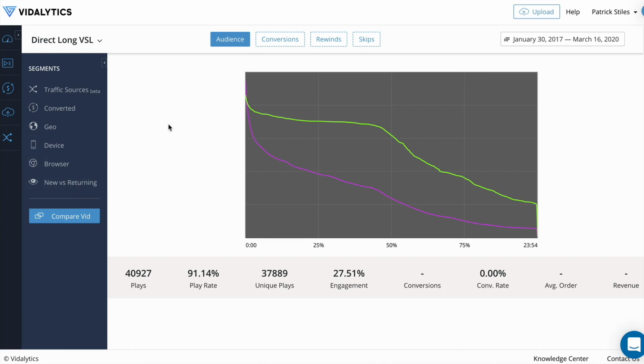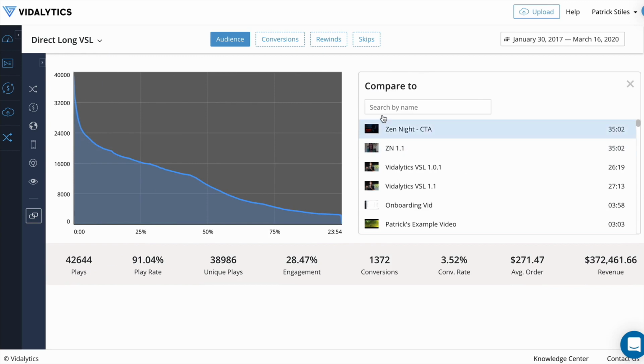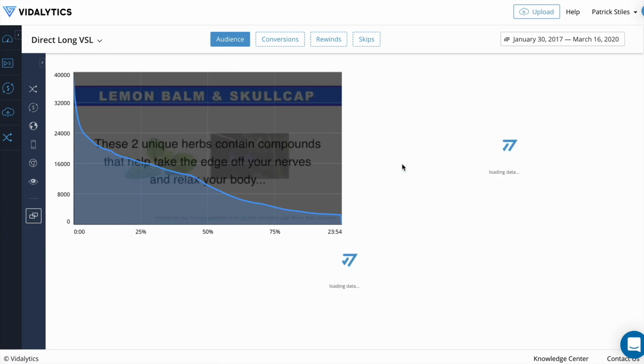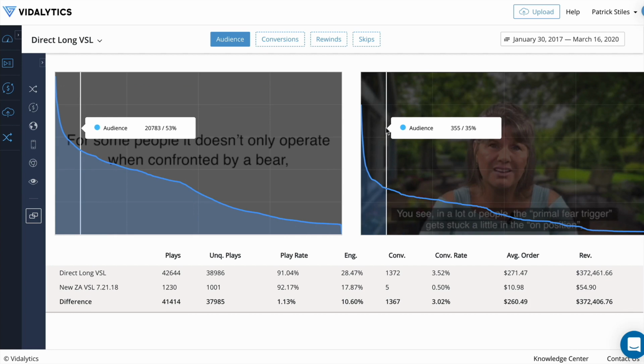But the next tool in Vidalytics that I want to show you from our video stats is our compare view. And this is where things can get really, really cool, because it's one thing to know how well a video converted or which video converted best, but this feature right here, comparing two different videos side by side, is going to show you why one video converted better than the other one.